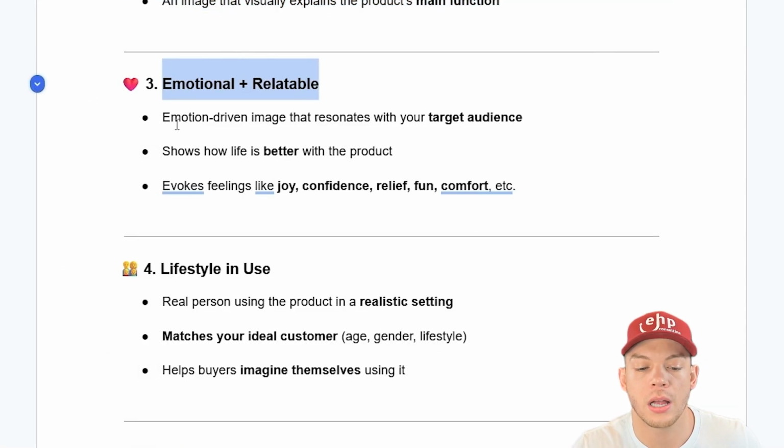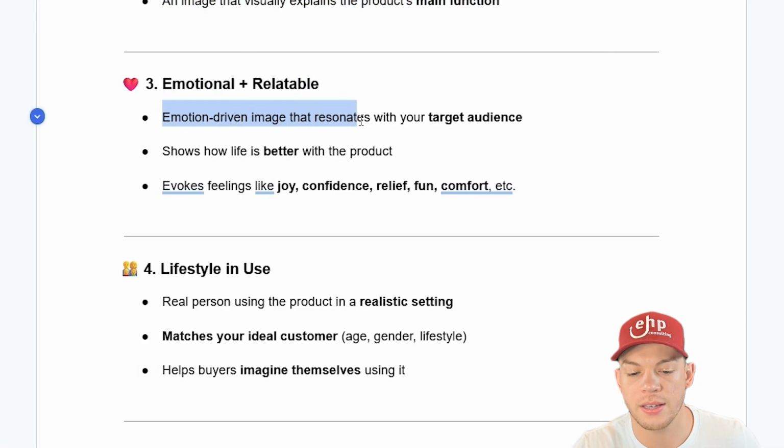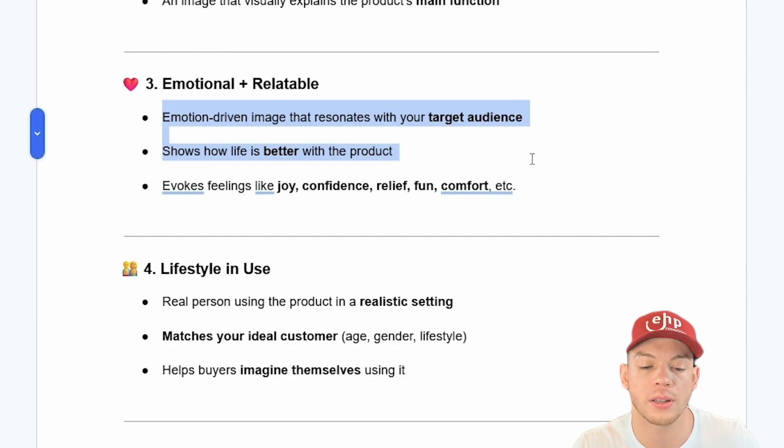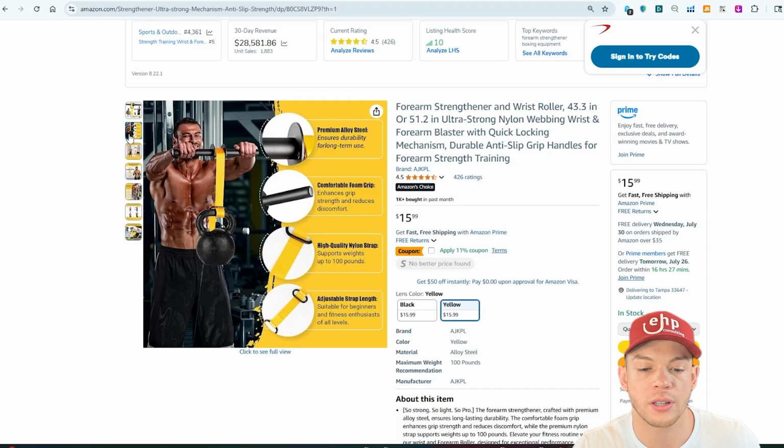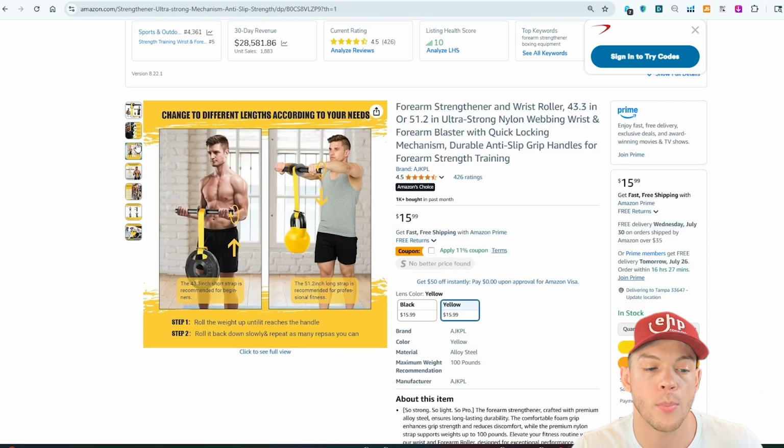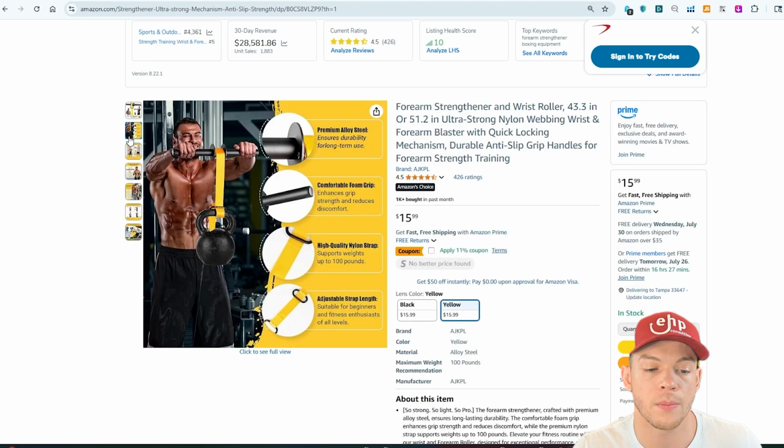Emotional and relatable. An emotion-driven image that resonates with your target audience, shows how life is better. Joy, confidence, relief, fun. Why is your life going to be better? With men, a lot of them want to be ripped. That's the whole purpose of buying this. They want to have big forearms or look strong. You can see it's already a strong man using it. So it's relatable, it's emotional. I want to look like that. I want to be like that. I'm going to buy this product just like that. And they do that multiple times throughout the listing.